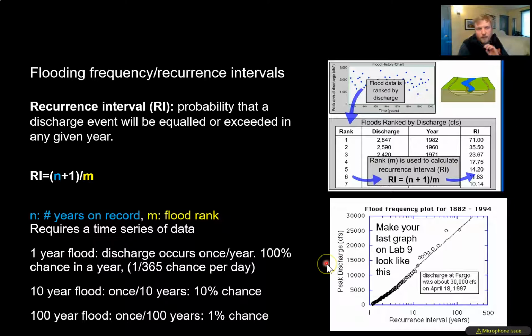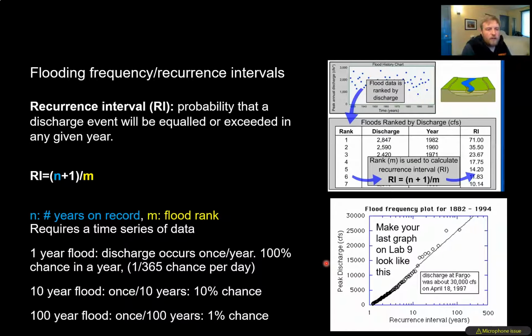Okay, so to finish out your lab this week, you're going to think about the flooding frequency or recurrence interval of a flood event. You've probably heard of a 50-year flood, a 100-year flood, a 10-year flood, okay? What does that mean? You're referring to the recurrence interval, which is the probability, the likelihood, that a discharge of a certain magnitude will be achieved in any given year.